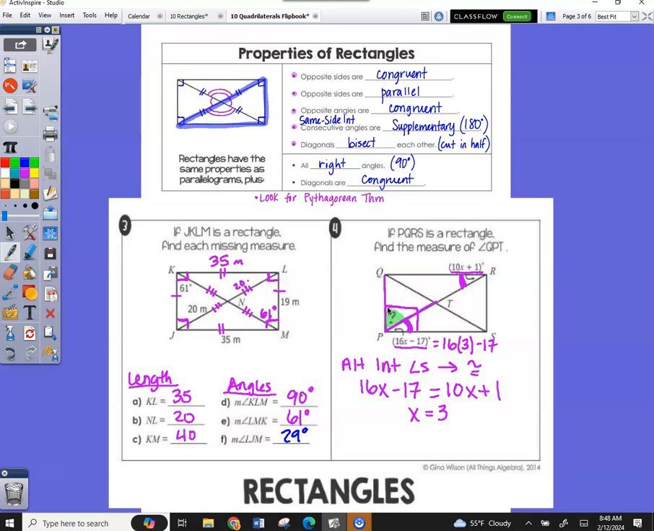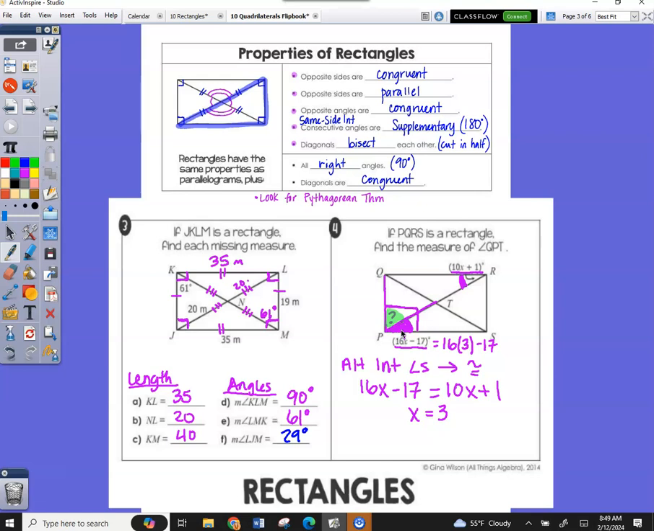What'd you get? 59? I have 31. So 31 means you're close, you're not quite done. 31 would be this angle right here. So you have to add them together? Well, no, what's the corner going to measure? Because it's a rectangle. Don't forget.